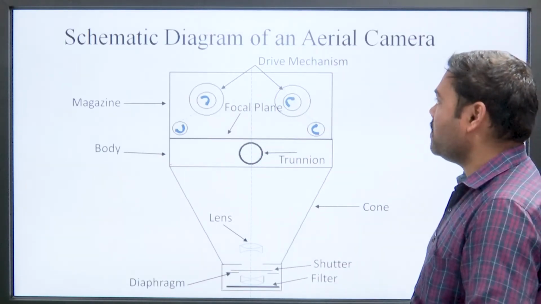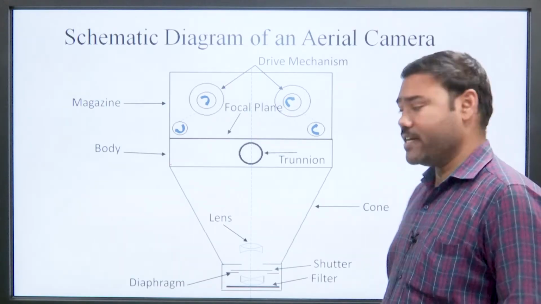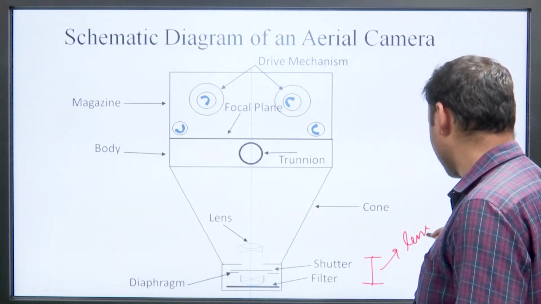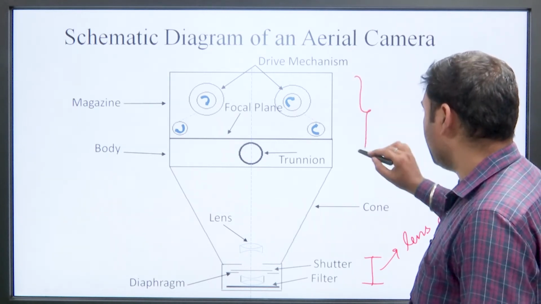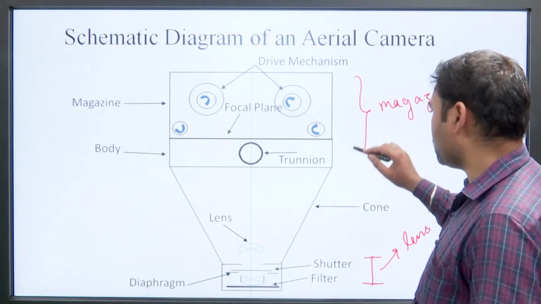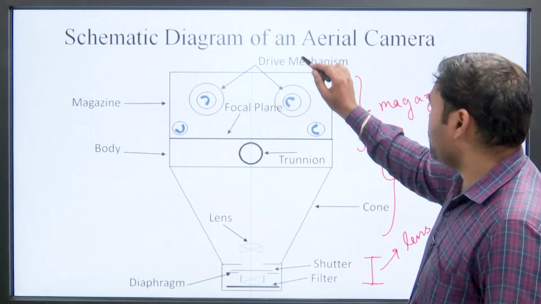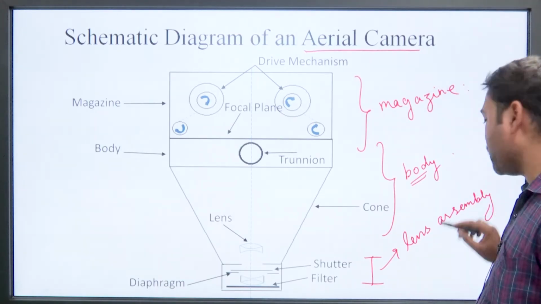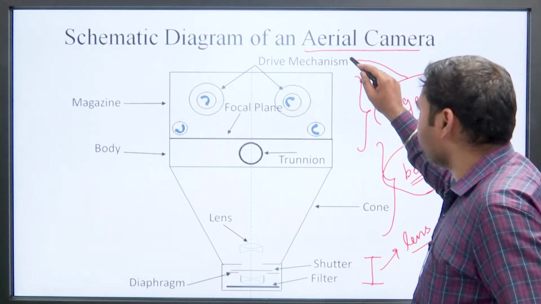In this diagram of an aerial camera, dividing it into different parts, this is known as the lens assembly, this is the magazine portion, and this is the body. An aerial camera can be divided into three components: lens assembly, body, and a magazine that has a drive mechanism.